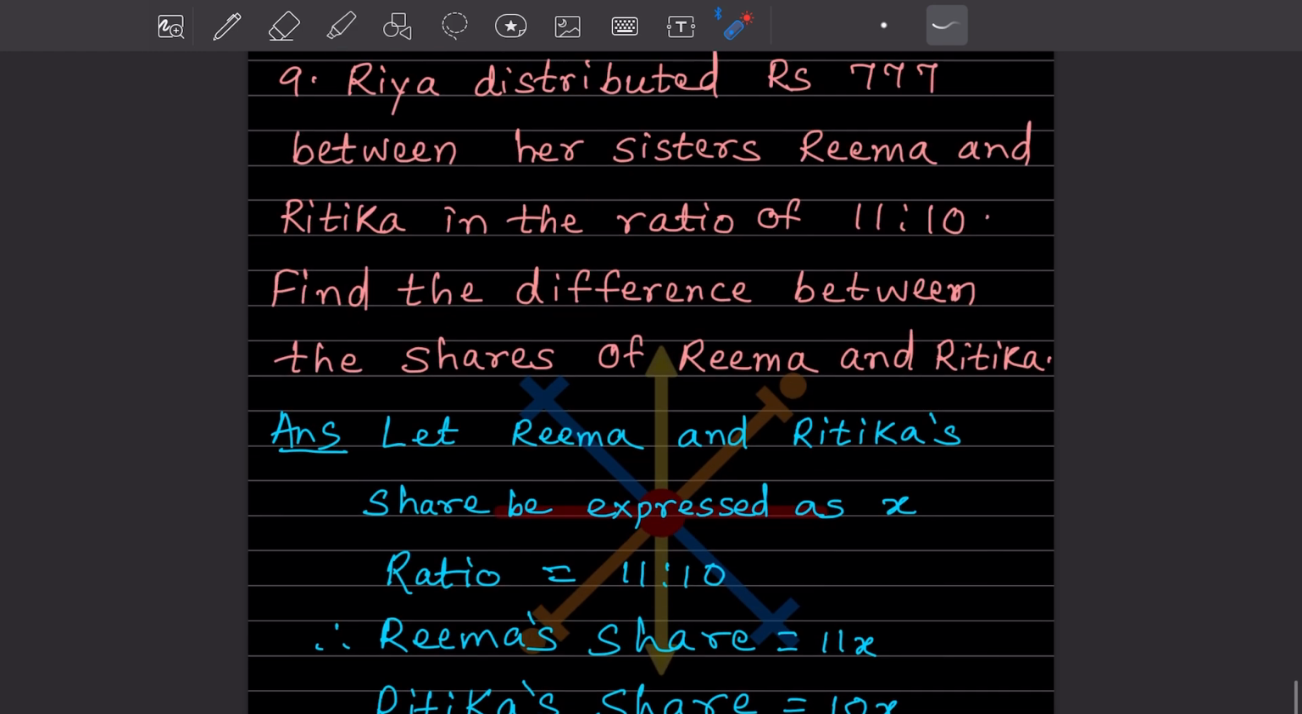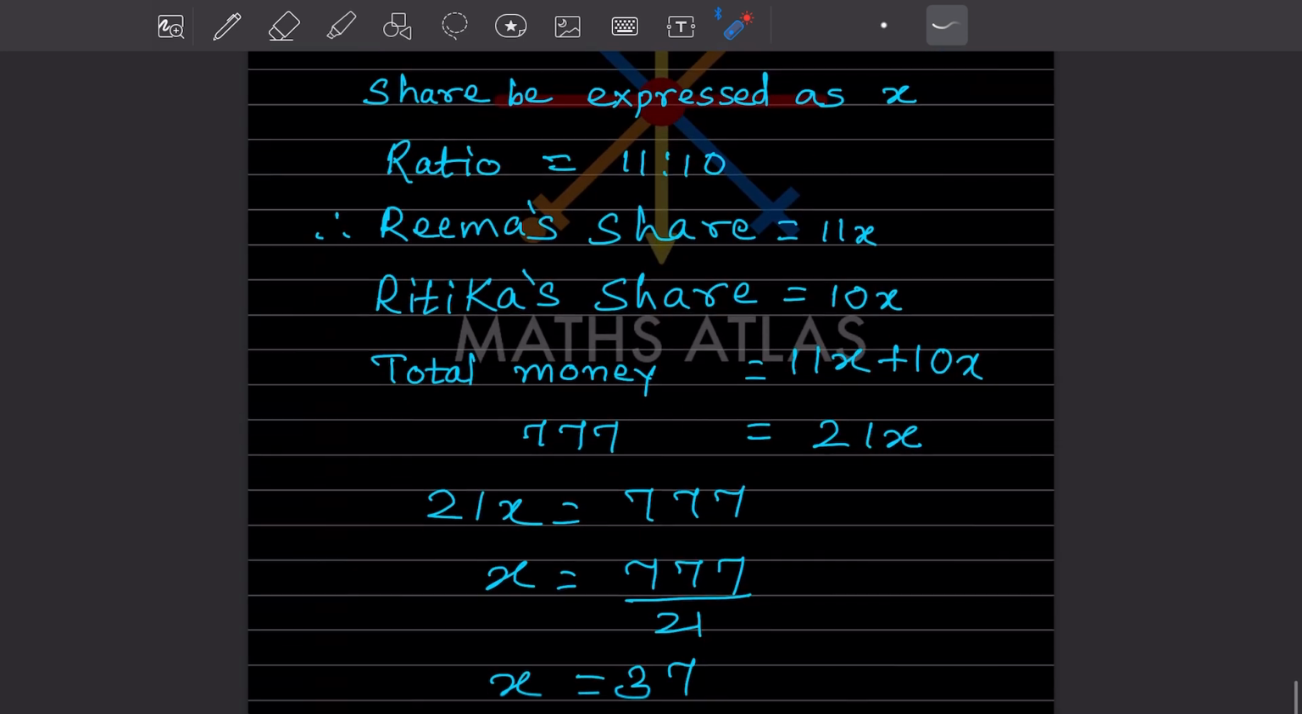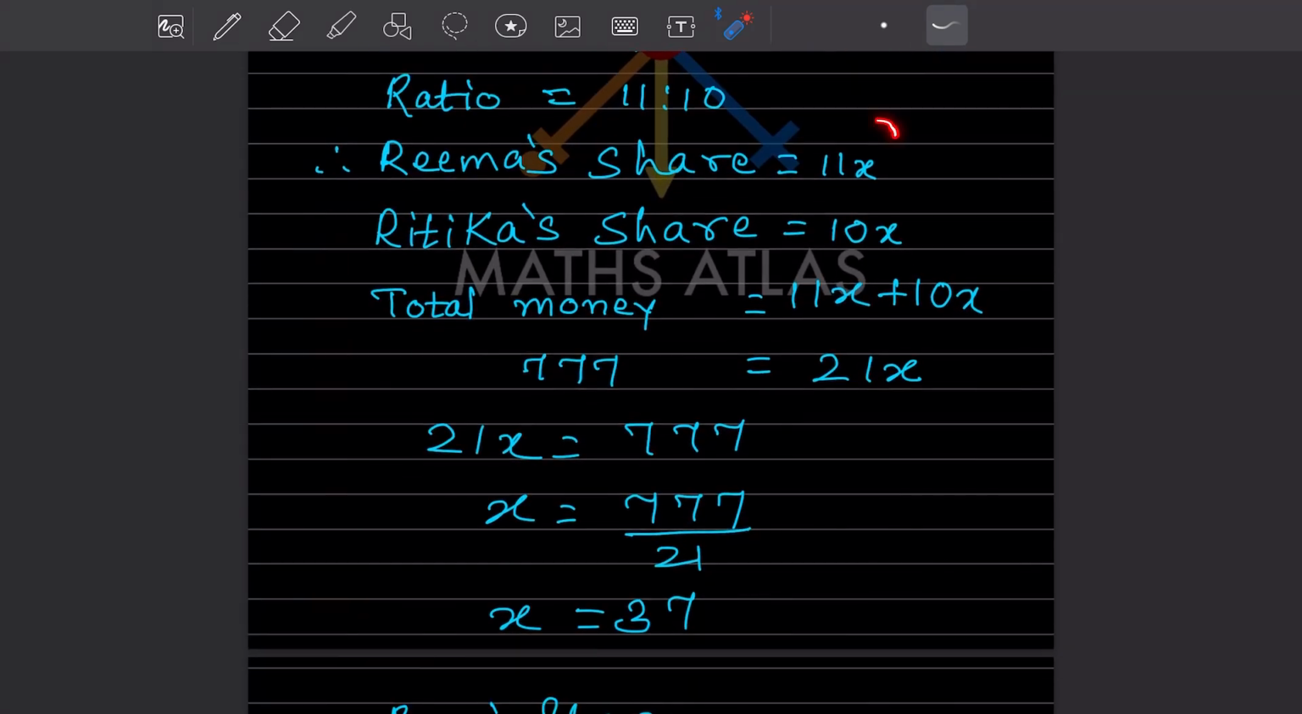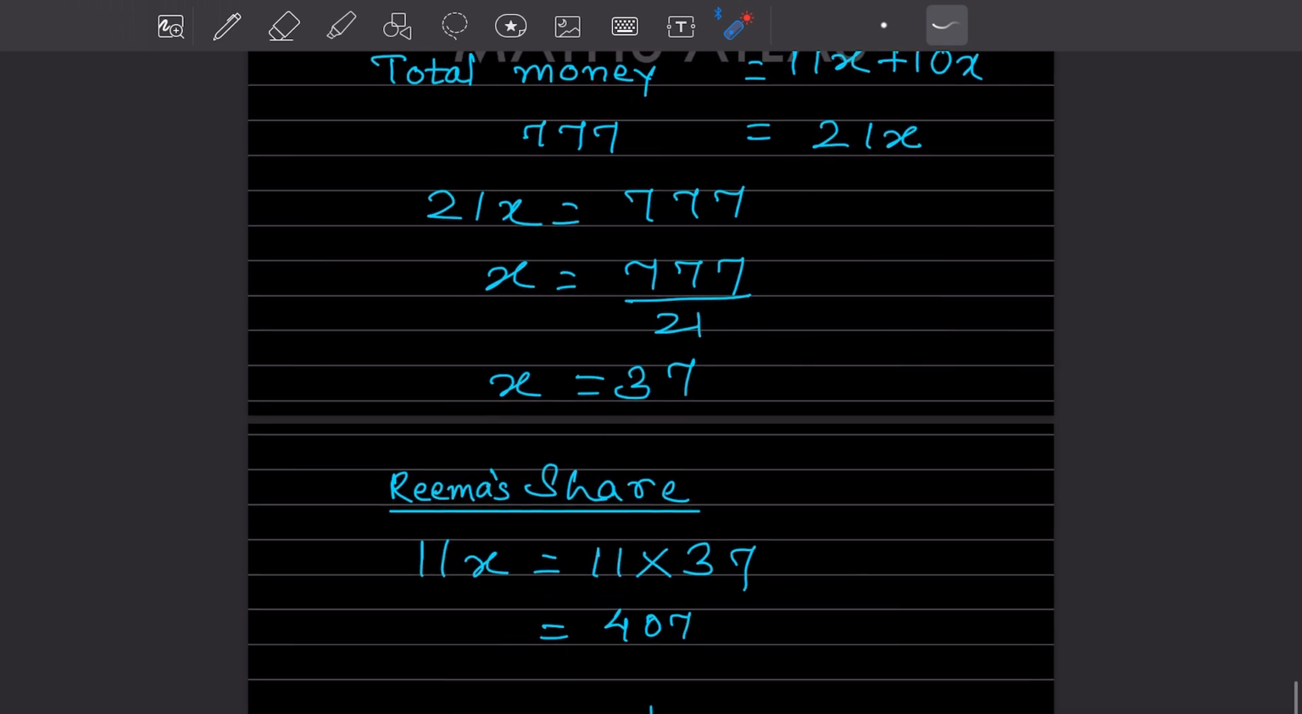So now they want here, find the difference between shares of Reema and Ritika. So what will be here? We have considered Reema's share as 11x. So what are you going to do? Reema's share 11x means 11 is already here and this x is 37. So what will be your answer? 407. So this is Reema's share.